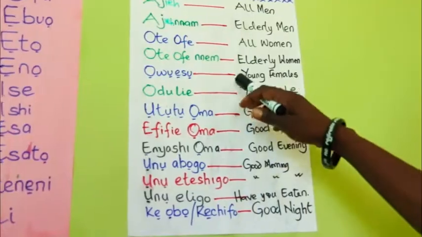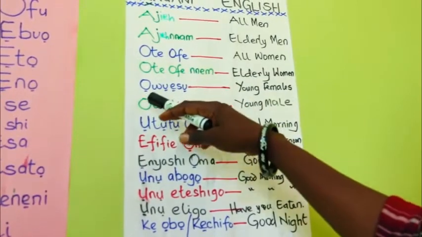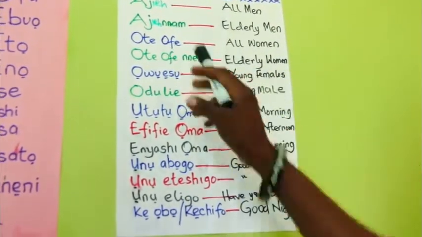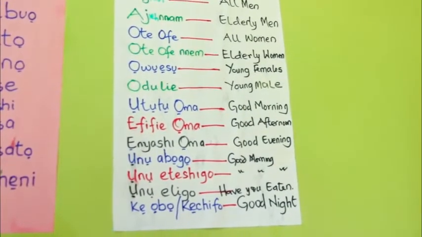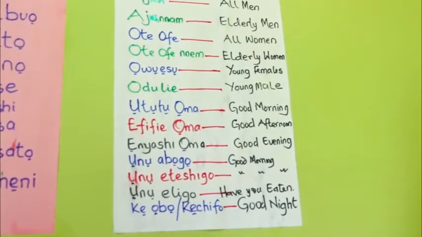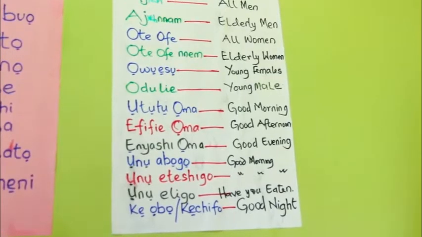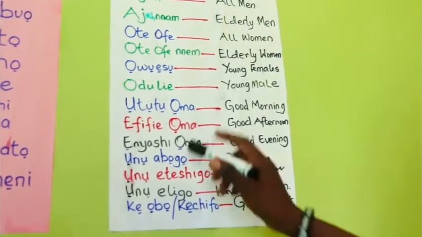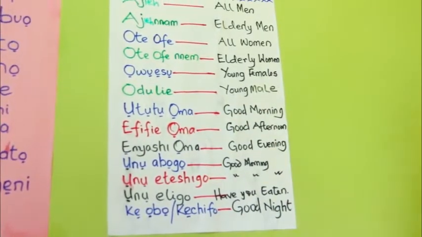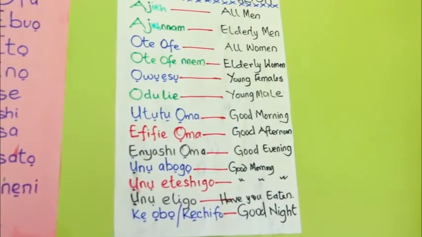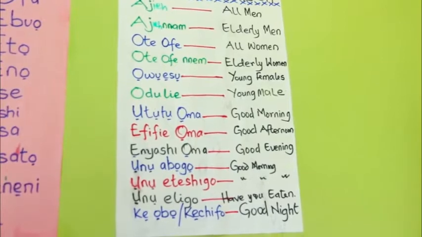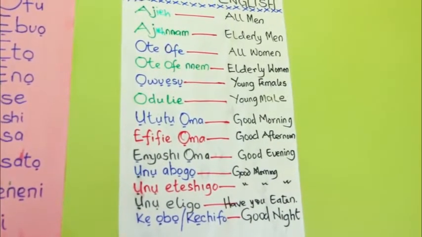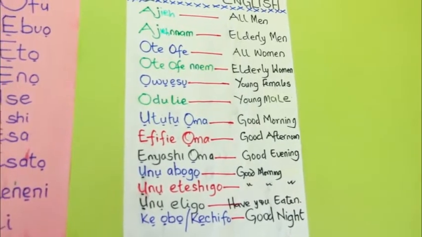Greetings for young female, you have Oweso. I said for elderly women, you have Otofe Nnem. But if you see a mature woman, you greet Otofe. For younger females, you have Oweso. And then for younger male, you have Odulie. Very good.